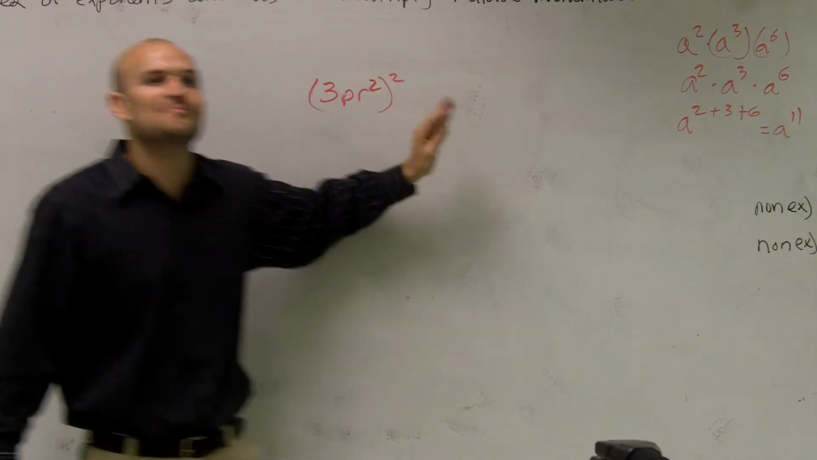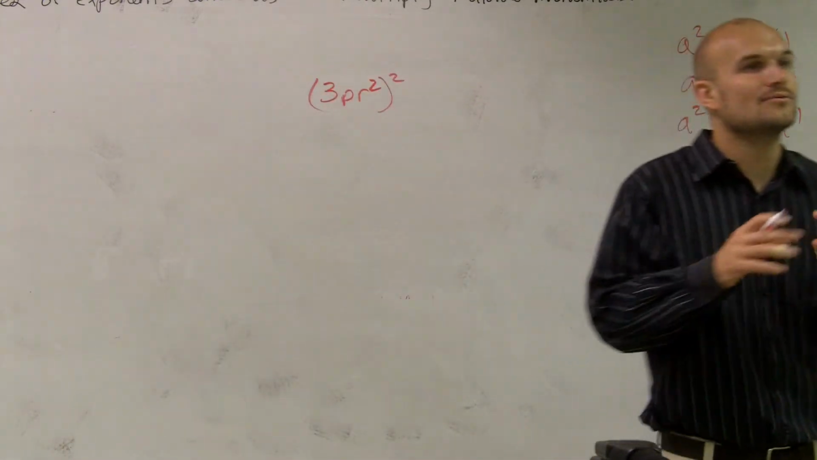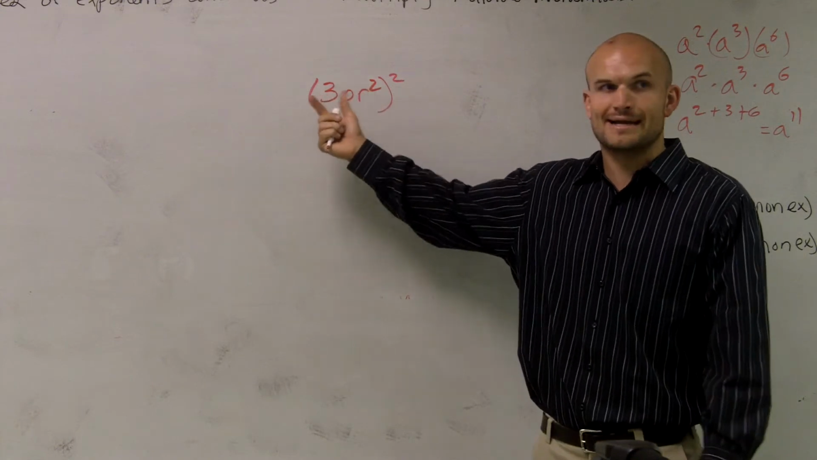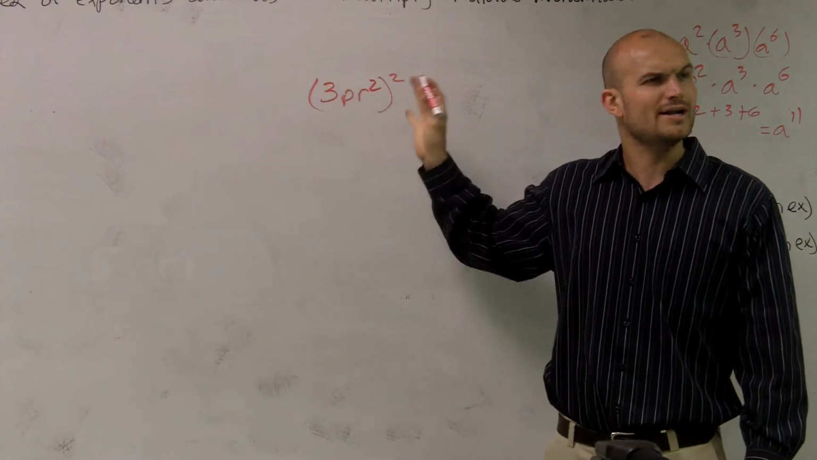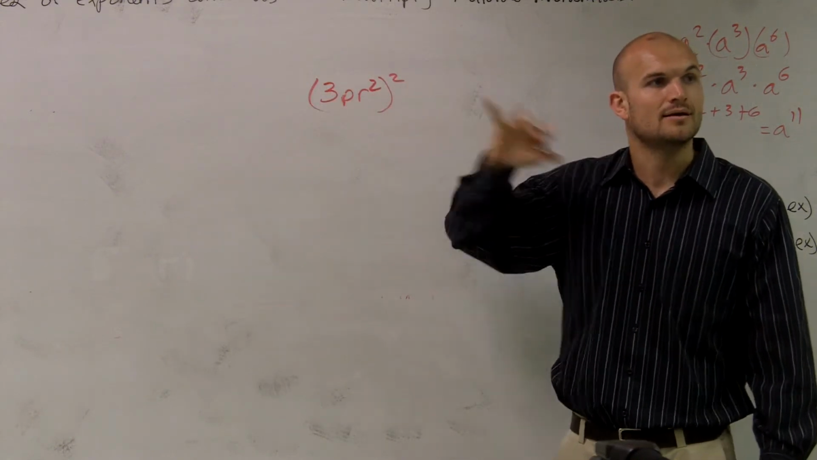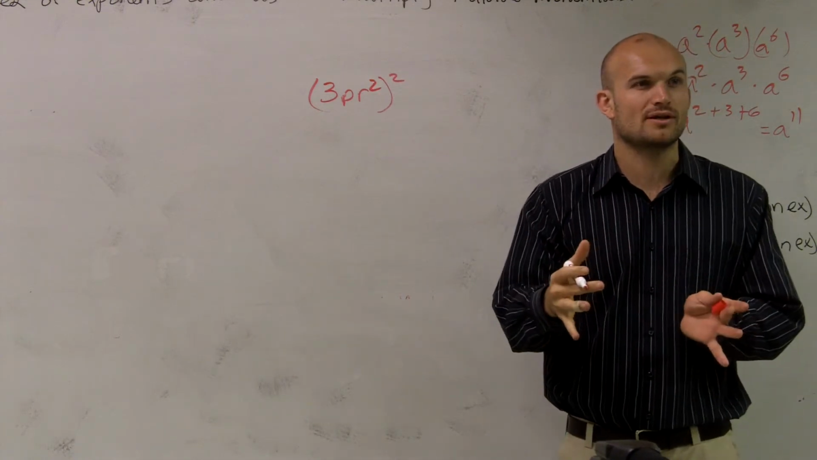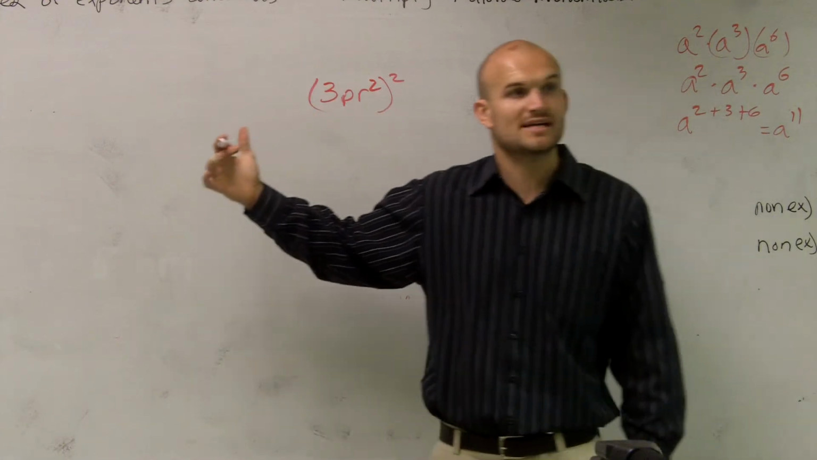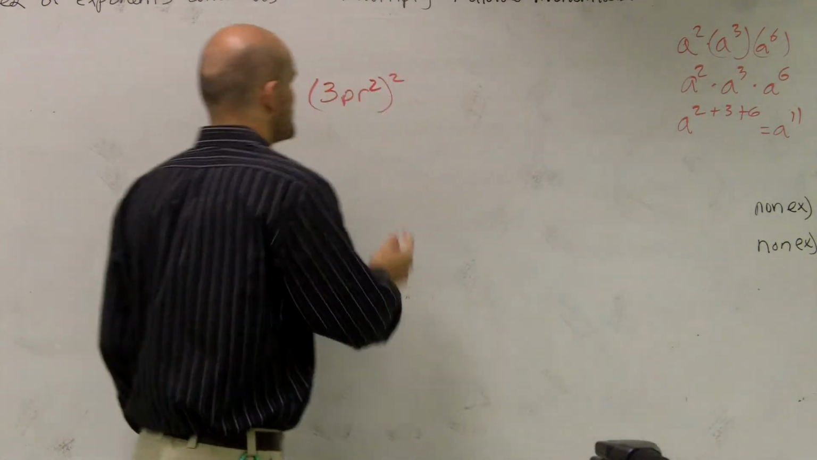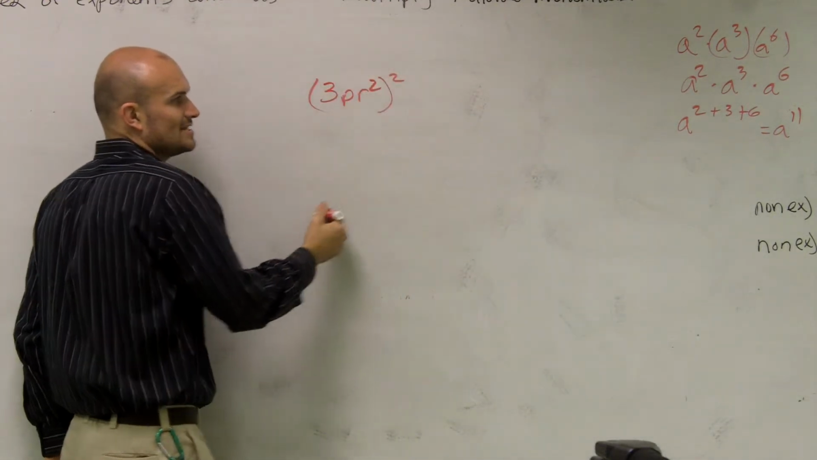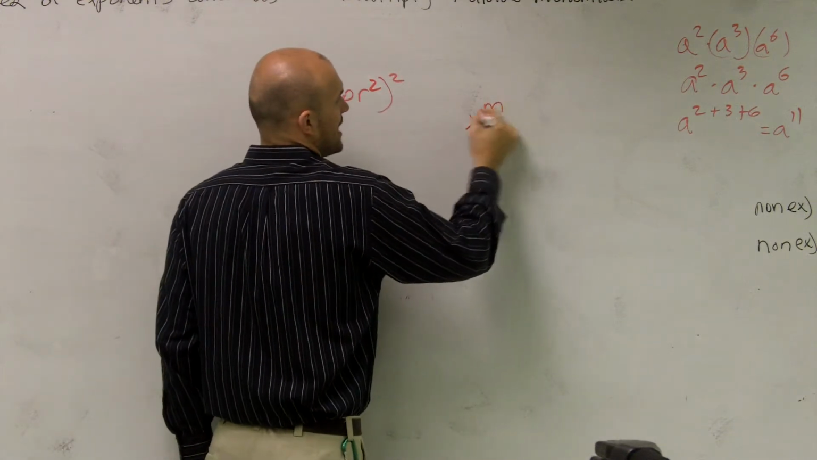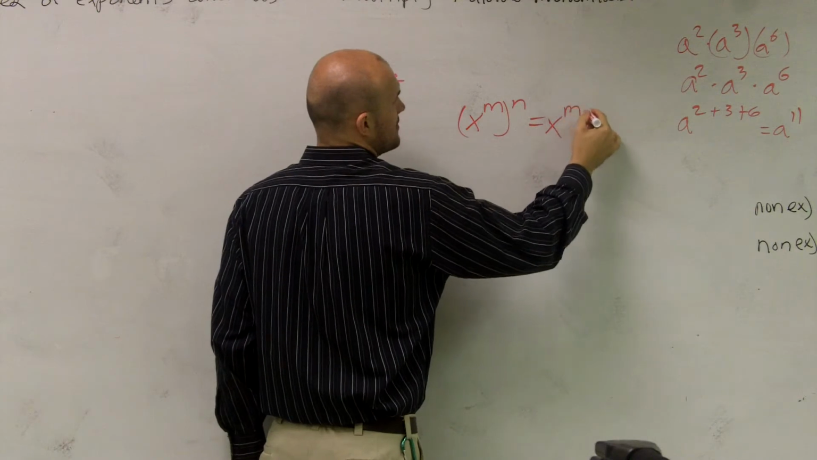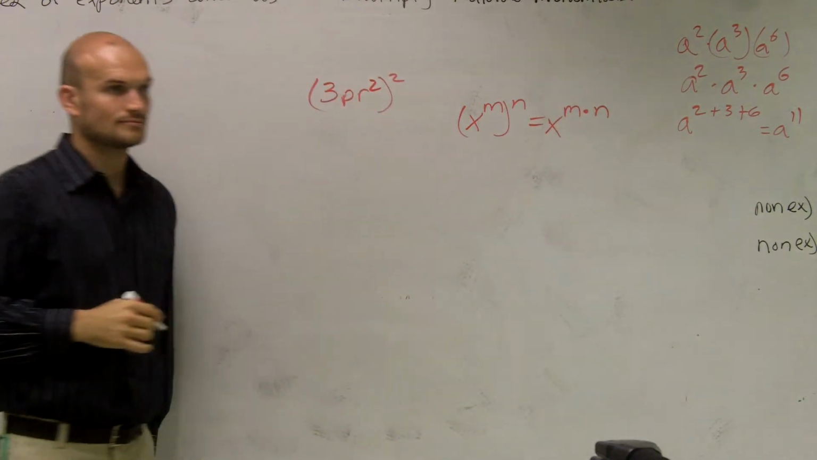A couple of things to remember: when you have something squared, this equals 3pr² times 3pr². So if you wanted to write that out, you could do that. However, if I want to use some shortcuts, I would apply my rule of exponents. Remember, when I have an exponent raised to an exponent, x to the m raised to the n equals x to the m times n.